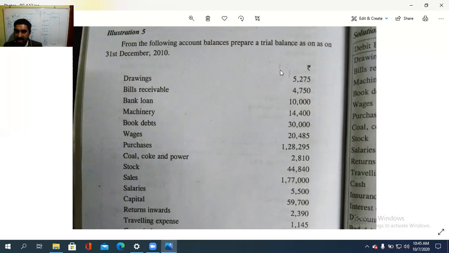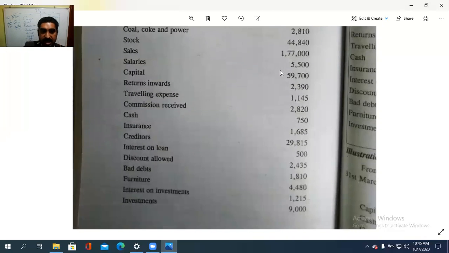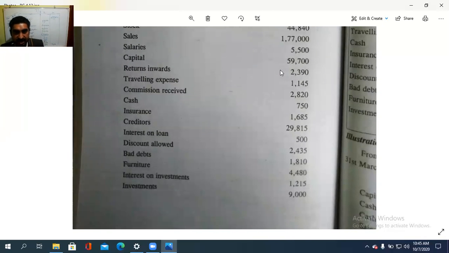Sales coming on the credit side. Salaries coming on the debit side. Capital, credit side. Returns inwards, it is the sales returns, so coming on the debit side. Traveling expense, it is an expense, so coming on the debit side. Commission received, credit side. Cash, debit side. Insurance, debit side. Creditors, credit side.